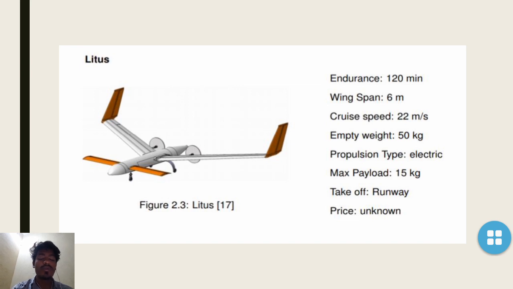Lightus endurance is around 120 minutes, and wingspan is 6 meters. Cruise speed is the same as Penguin, 22 meters per second, and empty weight is 50 kg. It's also an electric propulsion type. Maximum payload is 15 kg. Takeoff by runway.